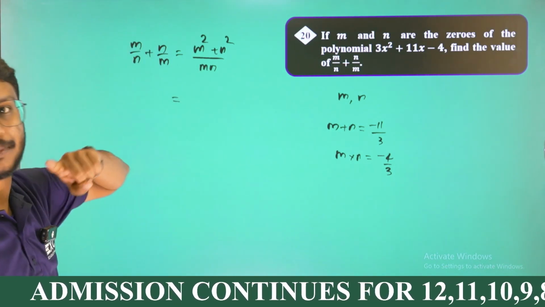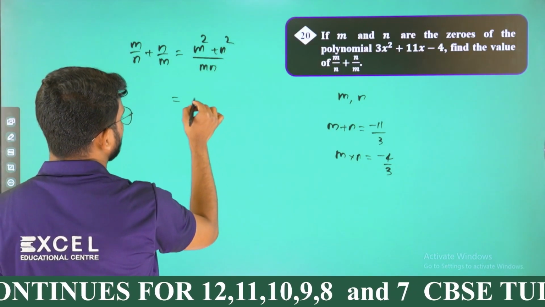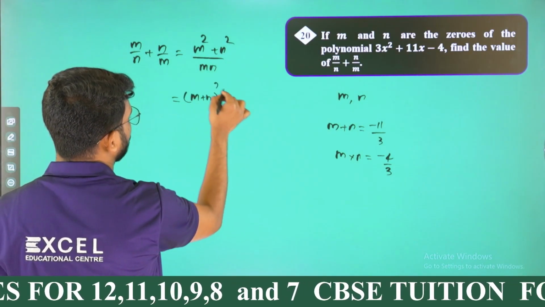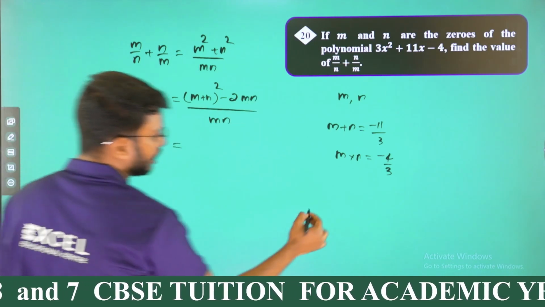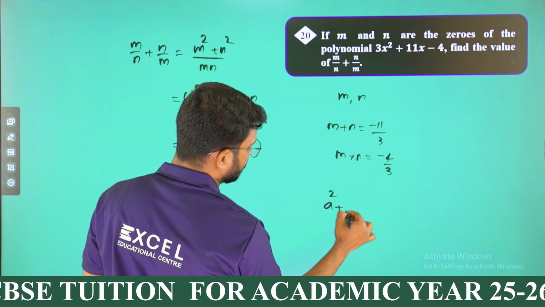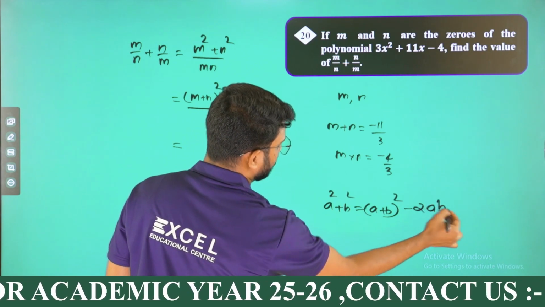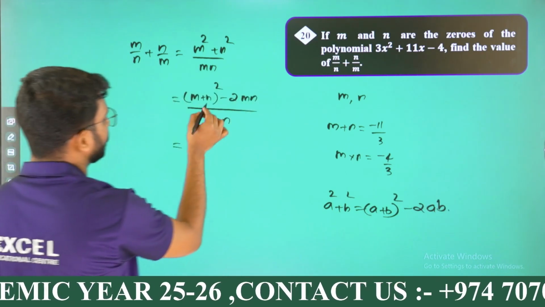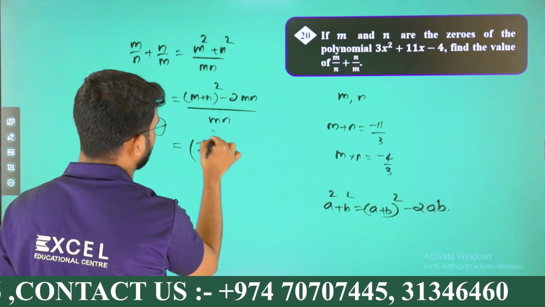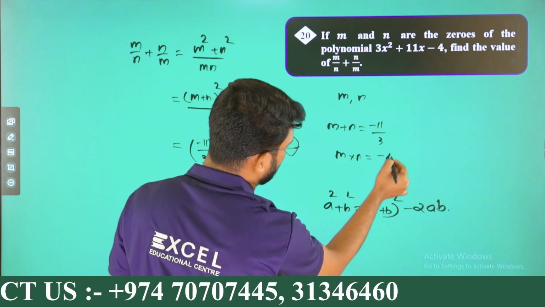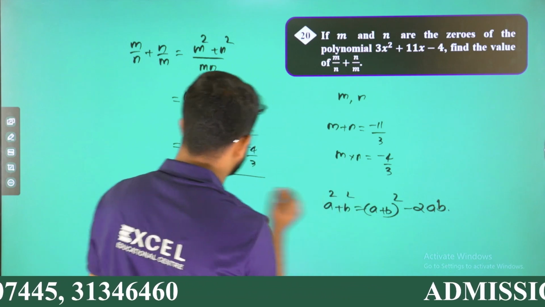In the numerator, we can use the previous identity, which is that m square plus n square becomes m plus n the whole square minus 2mn, right? Divided by mn, which is the identity a square plus b square is equal to a plus b the whole square minus 2ab, the same identity. So it becomes m plus n, negative 11 by 3 the whole square, minus 2 into mn, negative 4 by 3, divided by mn again. So minus 4 by 3 again.